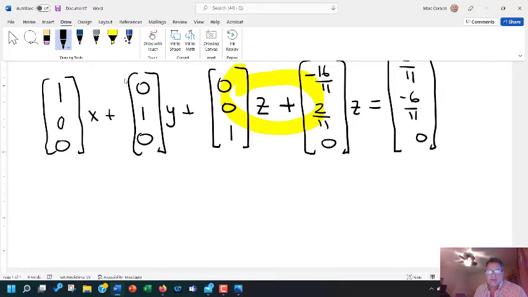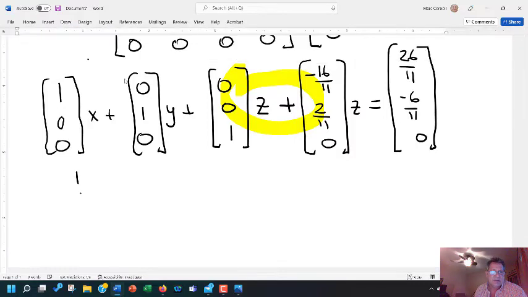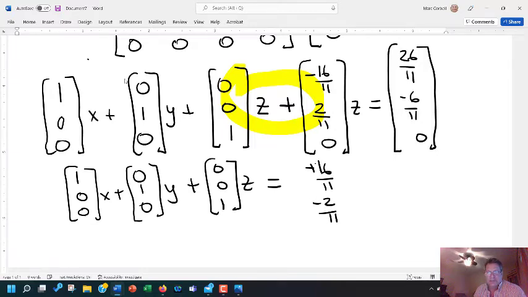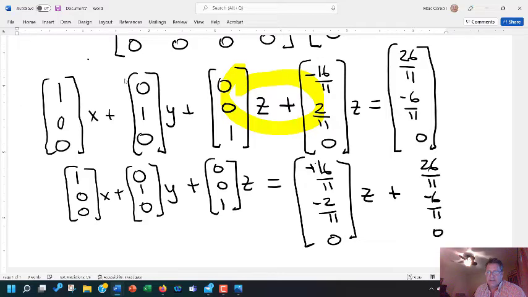Before I do that, though, I'm going to move this over to the right, so I'll have something a little cleaner. So I'll have 1, 0, 0, x, 0, 1, 0, y, and then 0, 0, 1, z. I'll move everything over to this side, so I'll have plus 16 over 11, minus 2 over 11, 0 here, z, and then I'll have plus 26 over 11, minus 6 over 11 and 0 here.